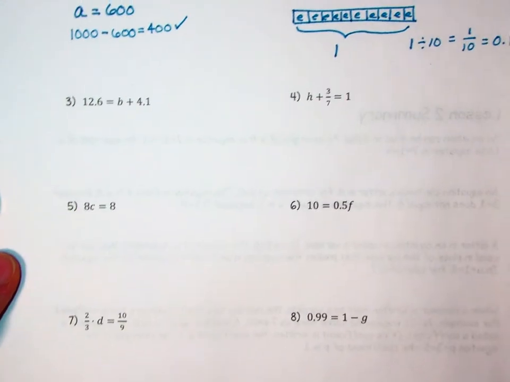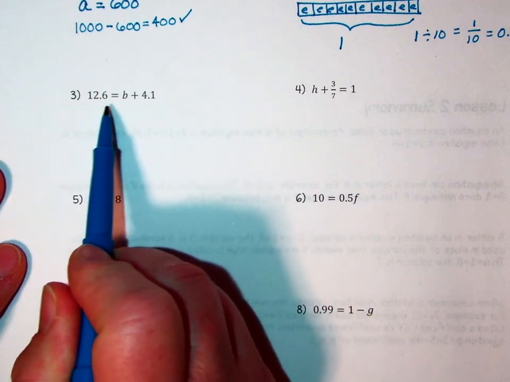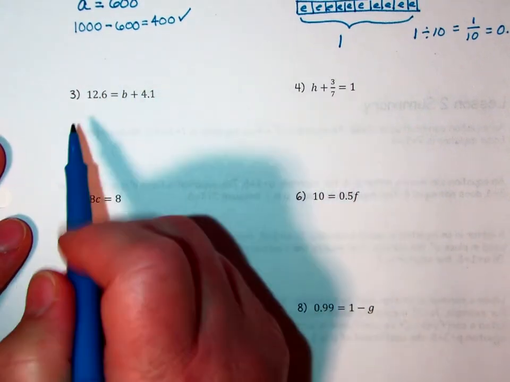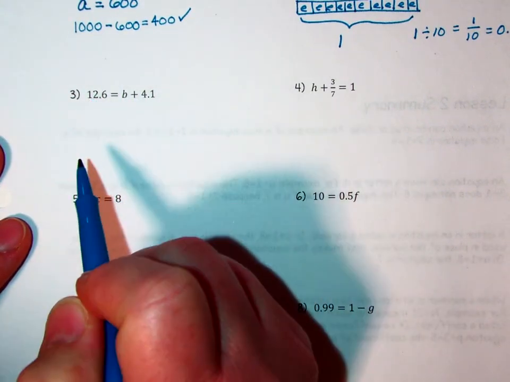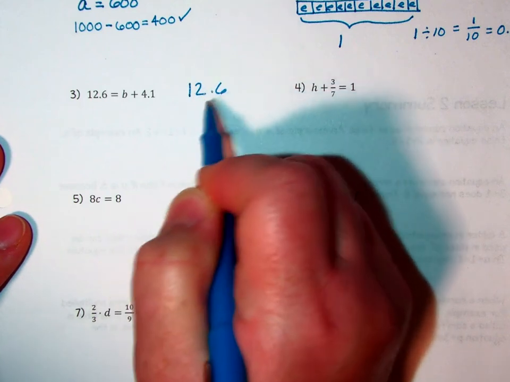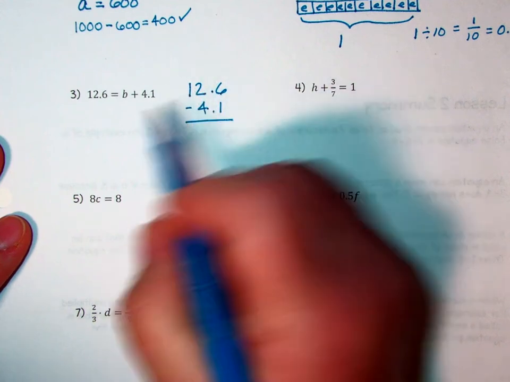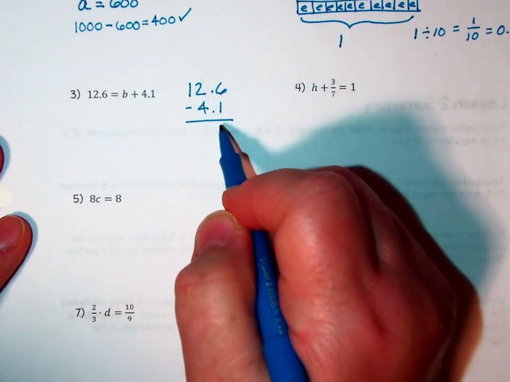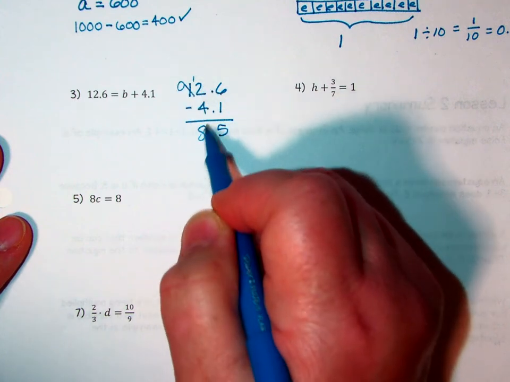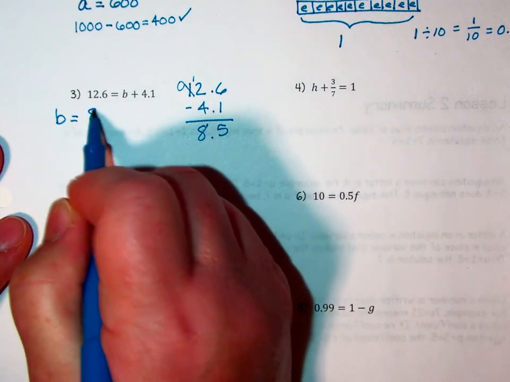All right, coming back to question 3. 12.6 has the same value as B plus 4.1. So some number plus 4.1 equals 12.6. Some of you may be able to reason, well then, if I take 12.6 and subtract 4.1, that should leave the value of B. So 6 minus 1 is 5. 12 minus 4 is 8. So I believe B is going to equal 8.5.